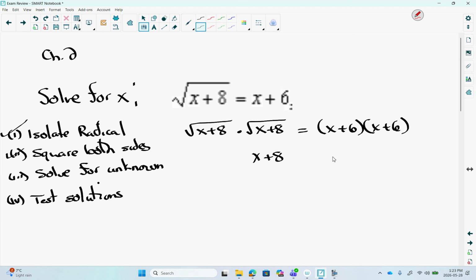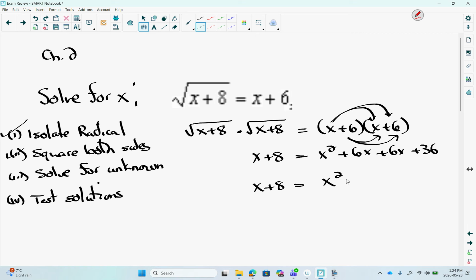With me? What do I get over here? I do get an x squared. I've got a 6x, another 6x, and a 36. So I do get an x squared and a 36. But if I just square that and square that, I'm missing out on these 12 x's that need to be there.